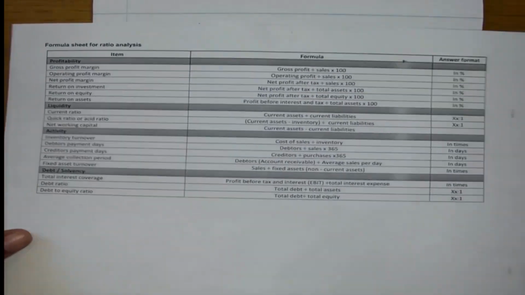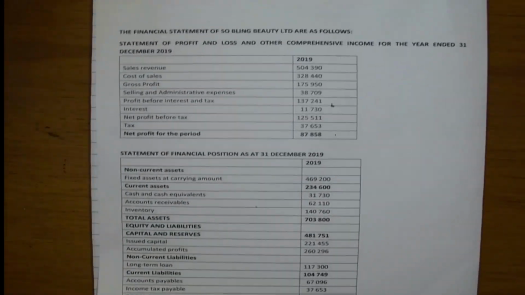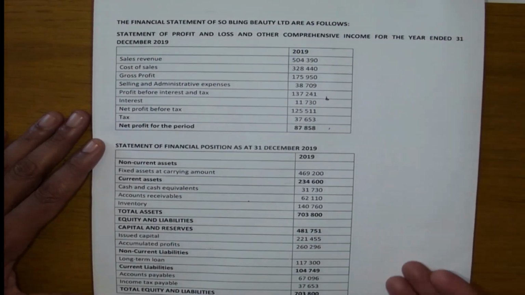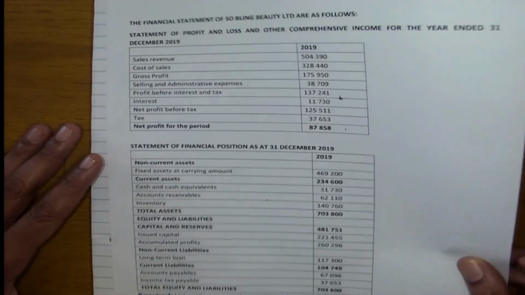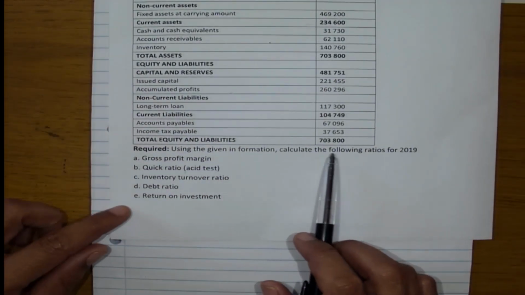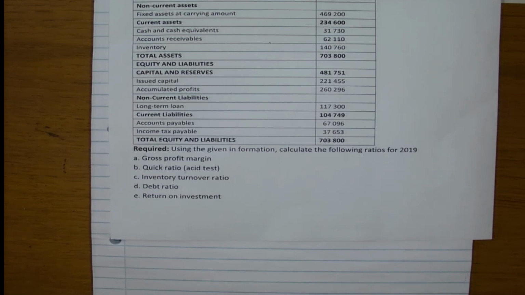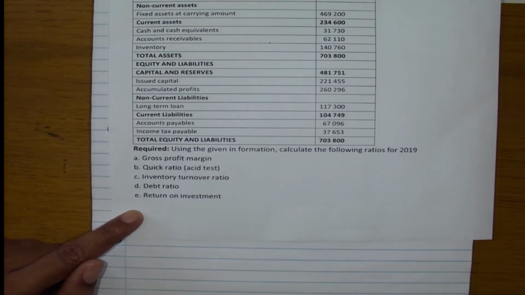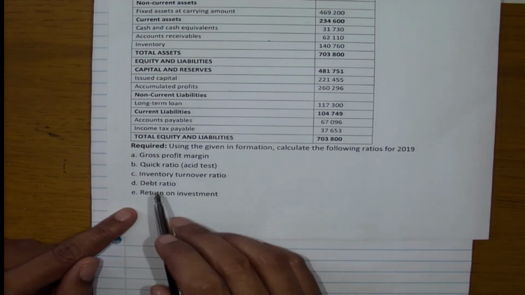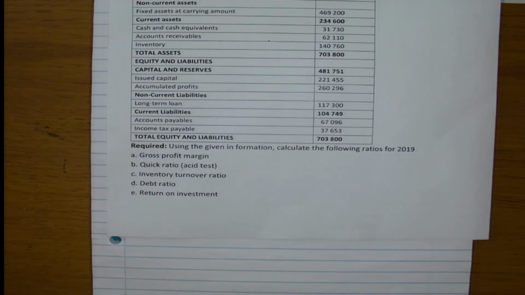So let's just do the question. Now, how do we do the question? You don't even have to read all this information. You go straight to the required. It says required: using the given information, calculate the following ratios for 2019. We want the gross profit margin, the quick ratio or asset ratio, inventory turnover, debt ratio, and return on investment.